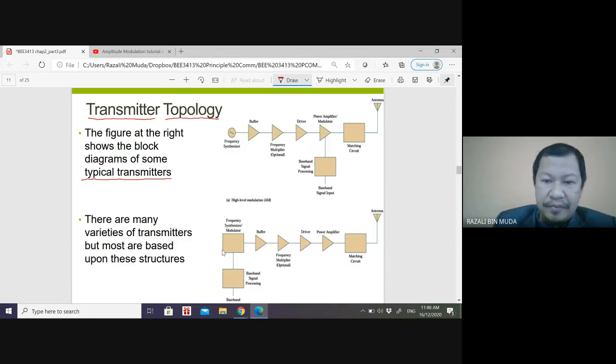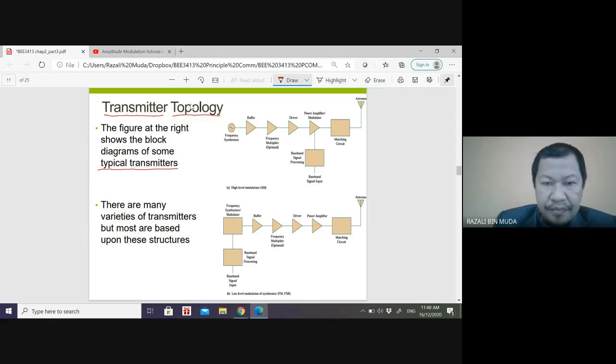So first we have high level modulation. Second we have low level modulation of synthesizer. For AM we are using this high level modulation, and this one will be used in the next part of this subject for PM and FSK. There are many varieties of transmitters, but most are based upon these structures.